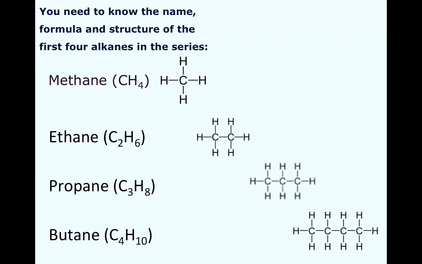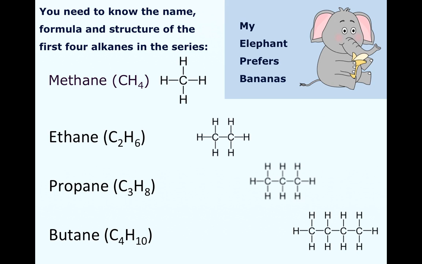Now, to help you remember these words, because they might appear new to you, you could use this little memory tool. My elephant prefers bananas. Methane, ethane, propane, butane. Please notice that the end of all of the words is the same. They finish in A-N-E. And that tells you that you have an alkane. They match up: the name of the homologous series and the end of the word, A-N-E.